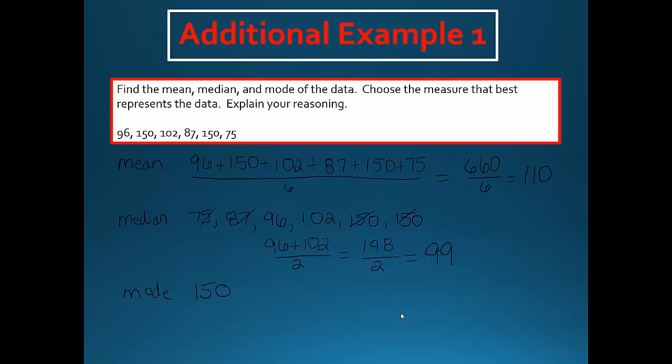Now we need to decide which one best represents our data. If you look at 110, when we put them in order, 110 would be right between 102 and 150. 110 is larger than most of our data. We only have one number that is larger, 150, and it appears twice. The median, 99, would be right in the middle, and the mode, 150, is the largest number. So the median is going to be the one that best represents our data.